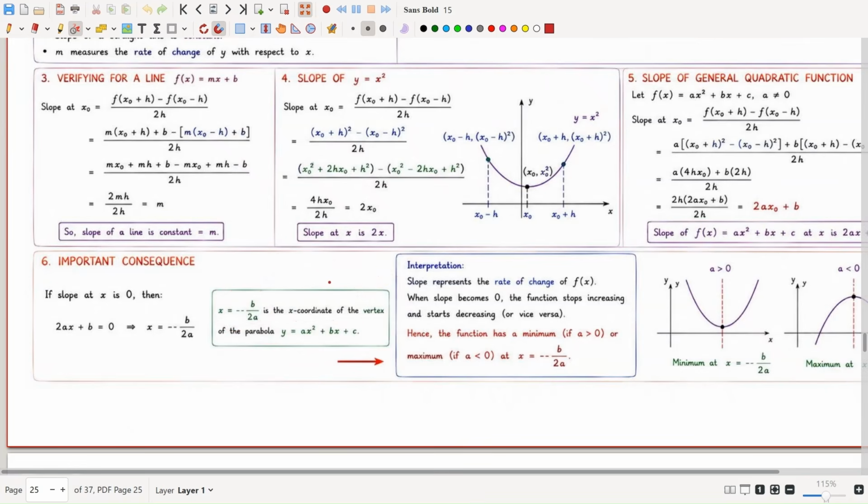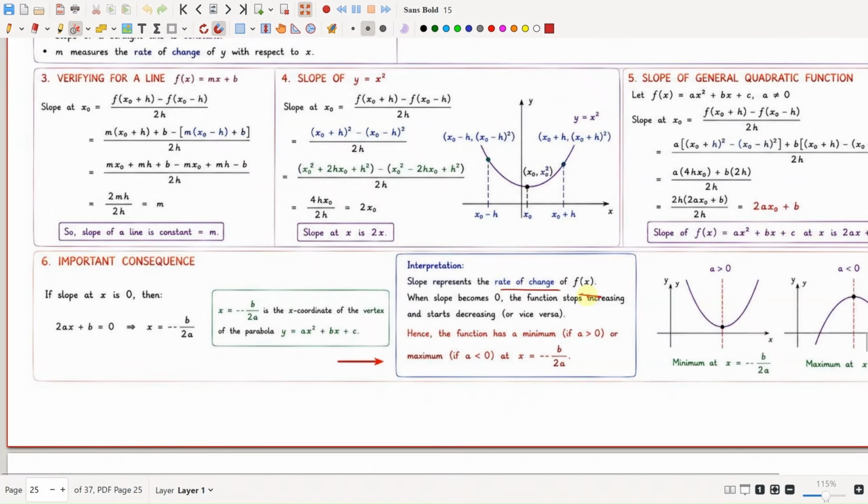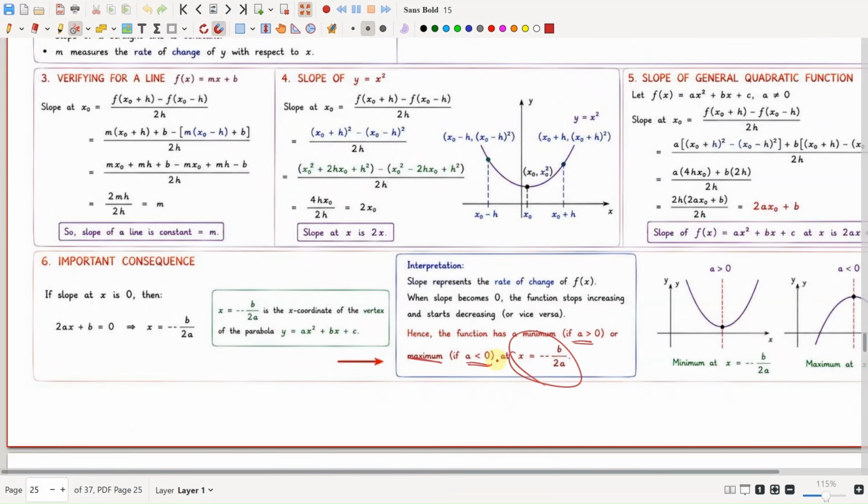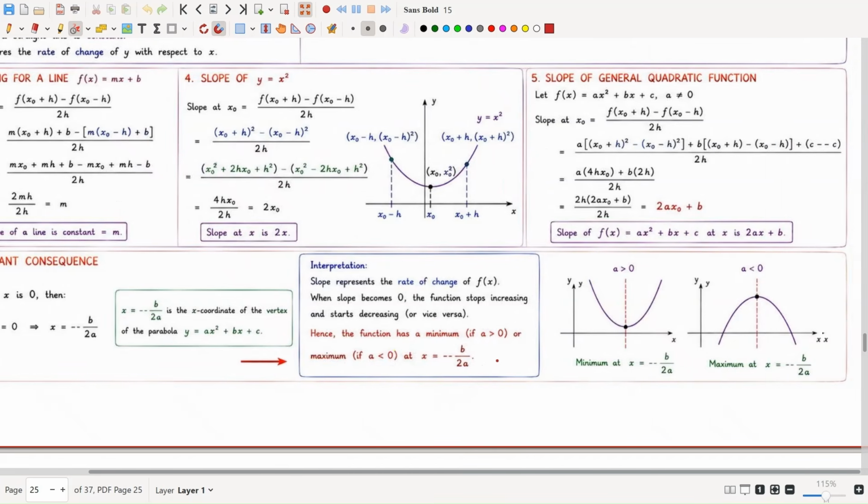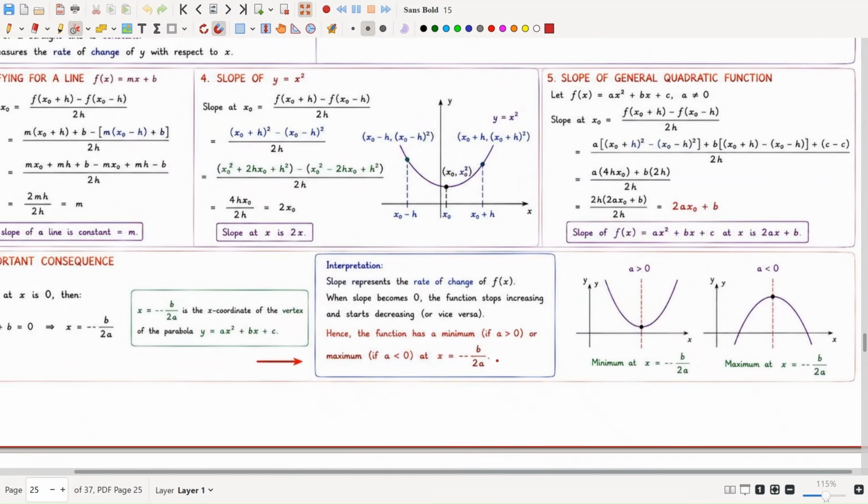The slope represents the rate of change of f(x), and when the slope becomes 0, the function stops increasing and starts decreasing. Hence the function has a minimum if a is greater than 0, and a maximum if a is less than 0, at x = -b/2a. So the function will have a minimum value if a > 0, and a maximum value if a < 0, at x = -b/2a.